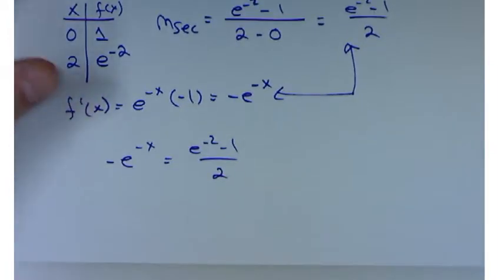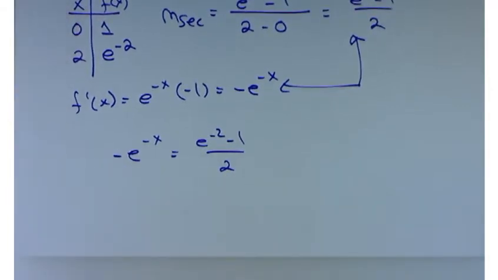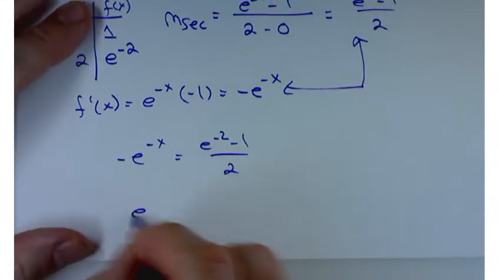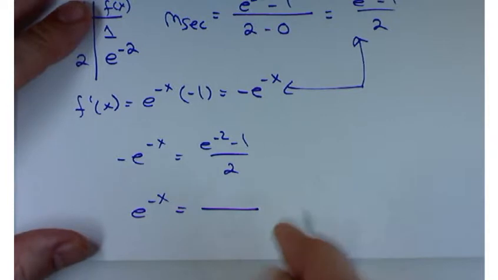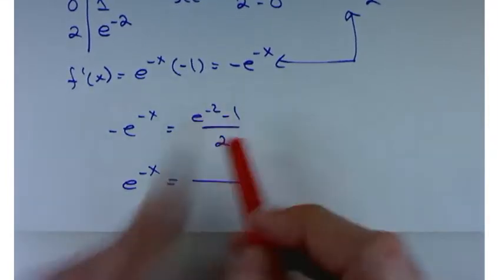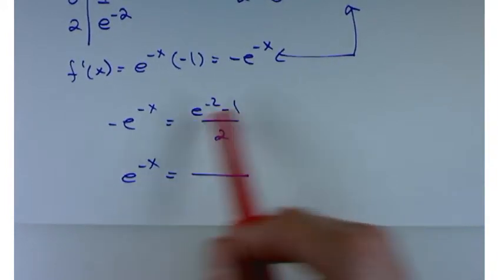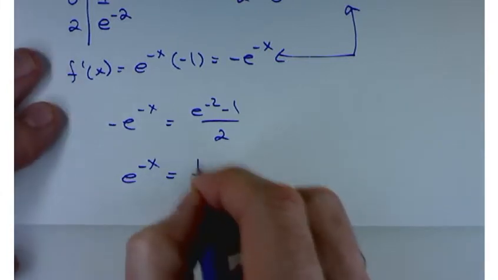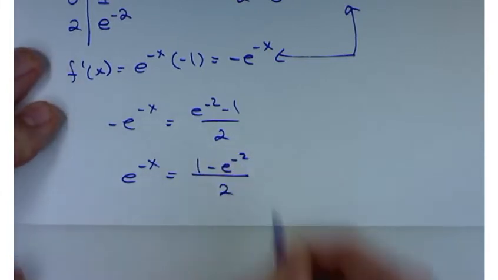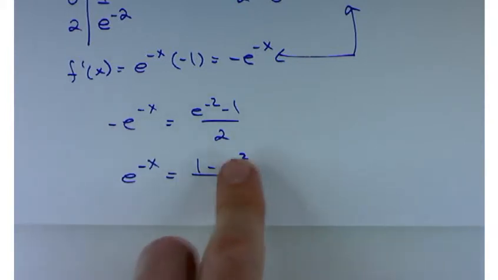I think the first thing I'll do is I'll start by getting rid of this negative here. I'll multiply both sides by negative 1. So I get e to the negative x equals, and here's my little trick for getting rid of the negative. I'm just going to change the order of the subtraction here. Instead of e to the negative second minus 1, I'll put 1 minus e to the negative second. So that changes the order, and that gets rid of the negative on the right-hand side.